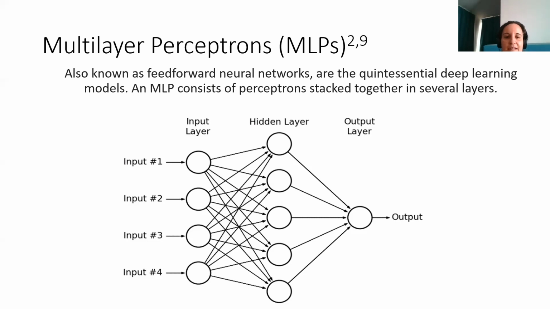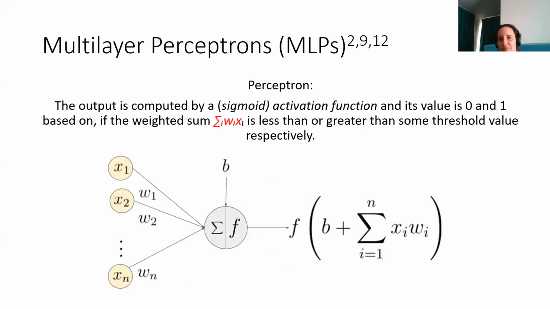Okay. Now, what is a perceptron? A perceptron is a function. It's a non-linear, almost linear function that gets as input a set of numbers and computes the weighted sum of these numbers. And then this weighted sum is fed through a nonlinear function, which we will call the activation function.